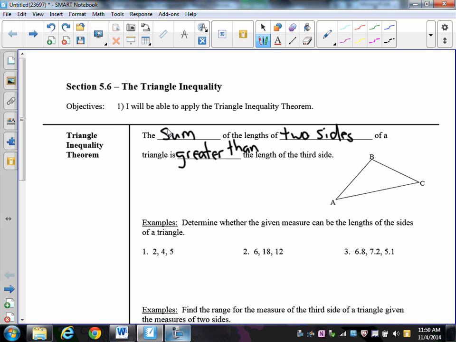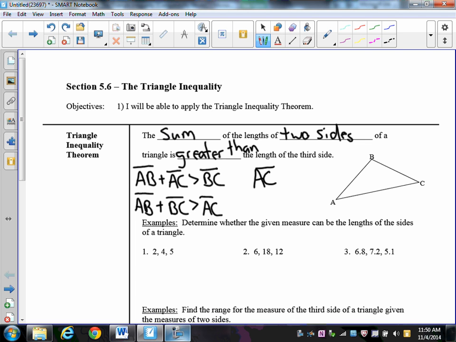So what that means is that I can take any two sides on the triangle. When I add them up, they're going to be greater than the third side. So if I take sides AB and AC, the triangle inequality says this is going to be strictly greater than the remaining side, BC. Another two sides would be AB and BC. That has to be greater than the remaining side, AC. And lastly, AC plus BC has to be greater than AB.